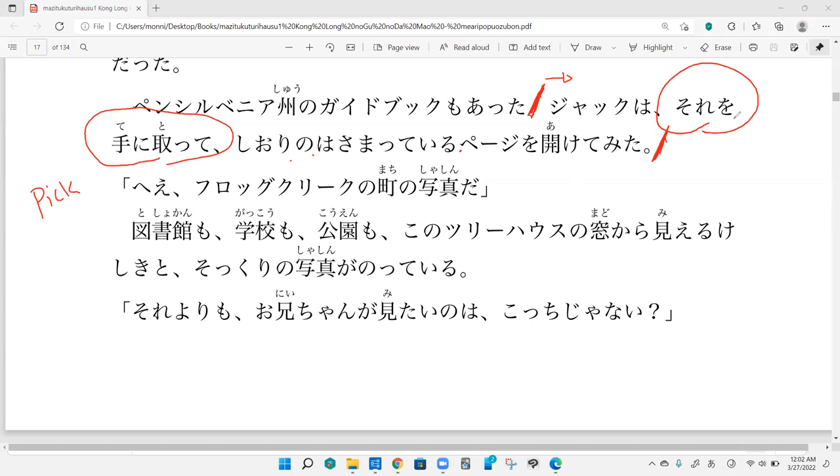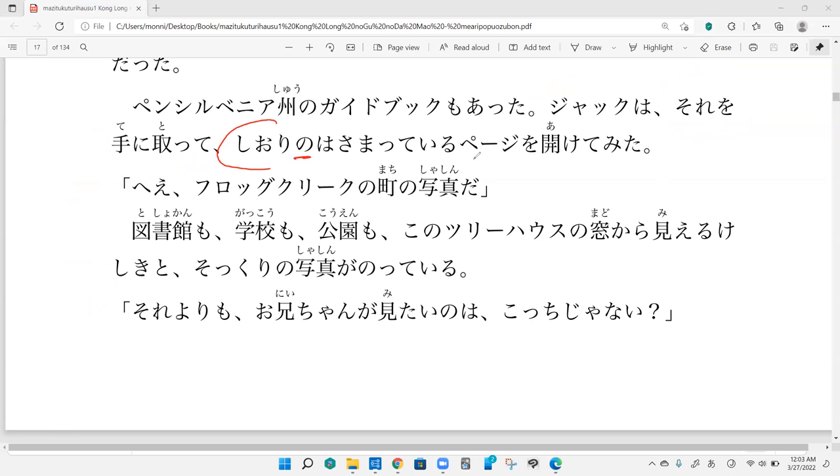Because then we have sore o. O is what's being used for the totte. So what is being taken is marked by o, and the destination is the te. You know, so we're just making sure you know that he didn't take off his shoes and grab the book with his toes. Just making sure that you know this is ashi ni totte. But this is a common phrase. I'm like, ashi ni totte. I think I'm funny.